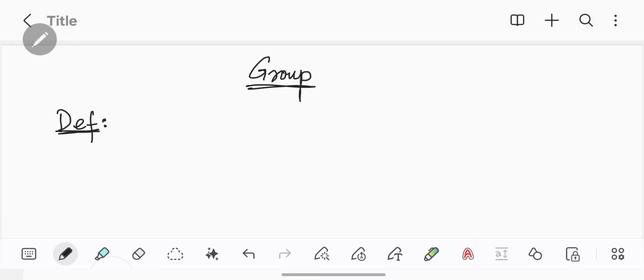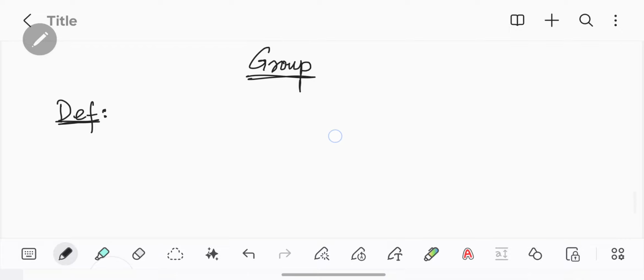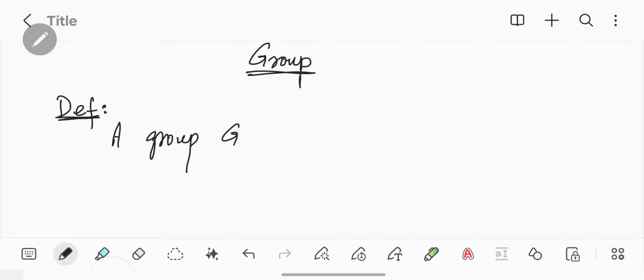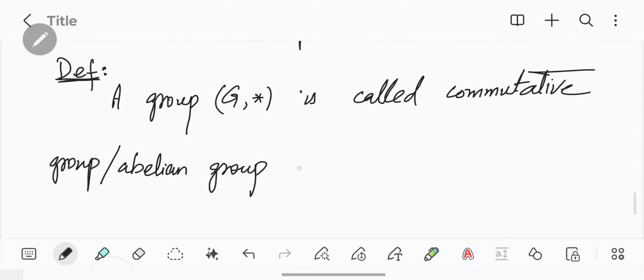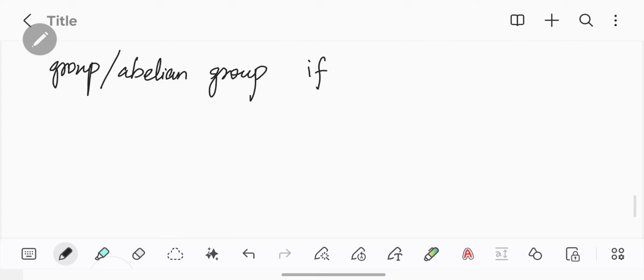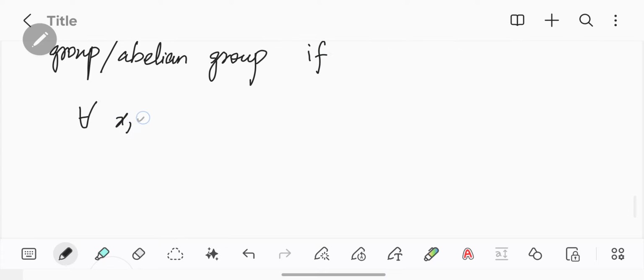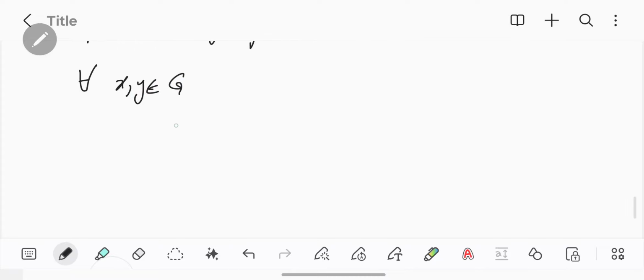Hello. In the previous video, we have defined the group and we have given some examples of groups. So here we will define another type of group that's called commutative group or abelian group. So the definition is a group G with a binary operation star is called commutative group or abelian group if for all x, y belongs to G, we have x star y is equal to y star x.